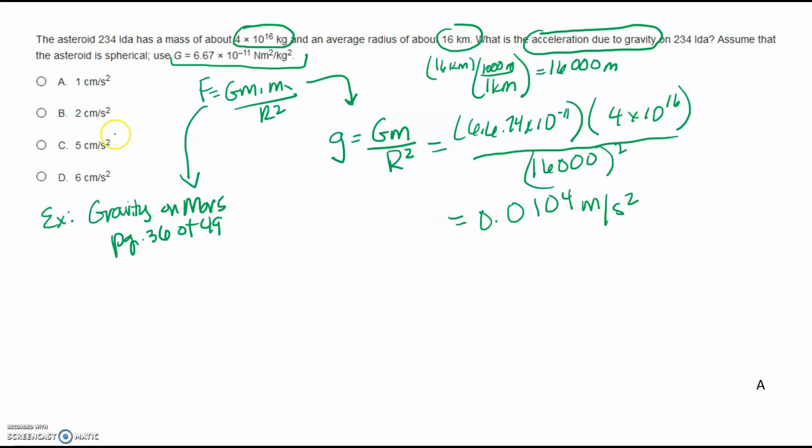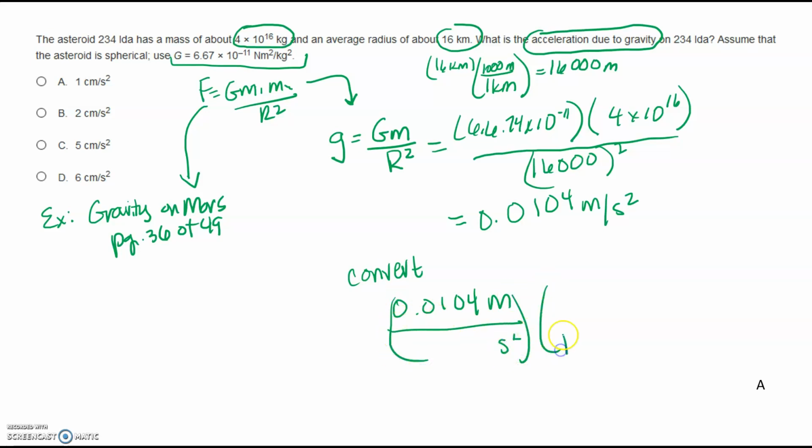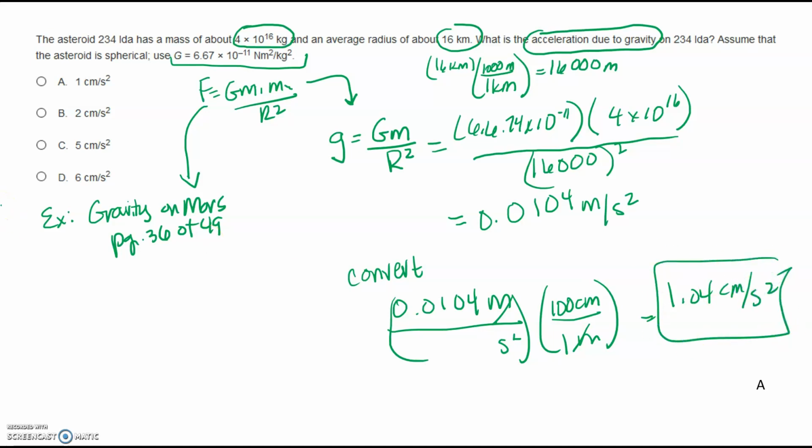Now here's the deal. All of my answers are in centimeters per second squared. So I have to convert. So I have 0.0104 meters per second squared. I know that 1 meter is equal to 100 centimeters. So my meters are going to cancel, and I end up with 1.04 centimeters per second squared, which is going to be A, if I can find it. Where is my... There we go. All right, next one.